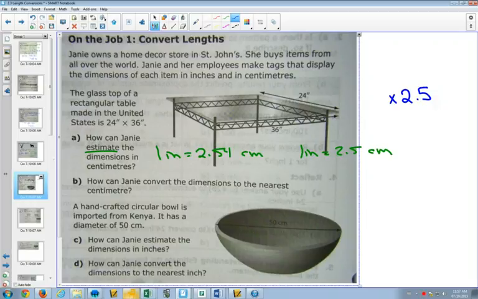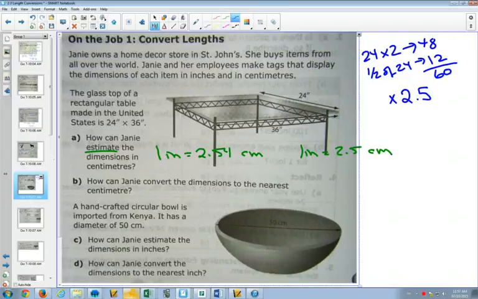So if I take 24 and I multiply it by 2, I'm going to get 48. Can you cut something in half? Yes. If you take half of 24, you get 12. So 2.5 is the same as taking 2 and adding a half. An estimate, a good estimate, would be about 60 centimeters.